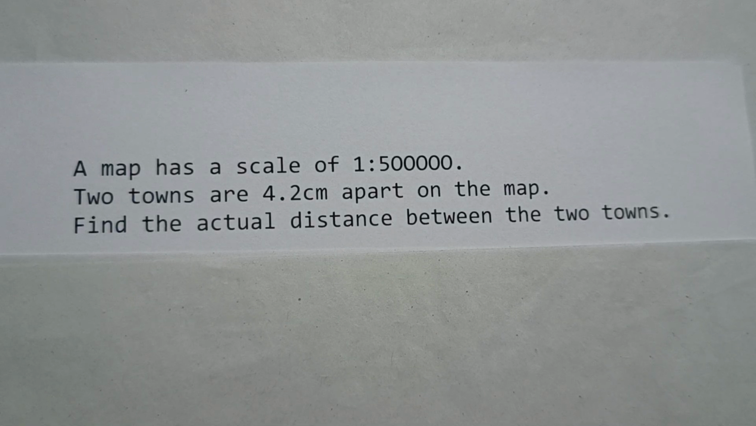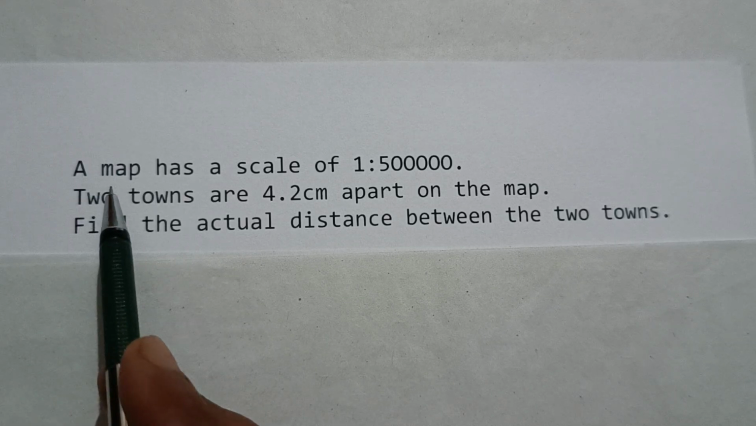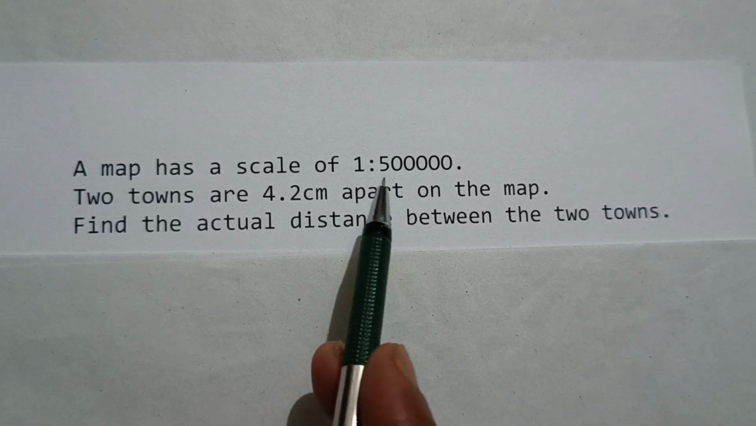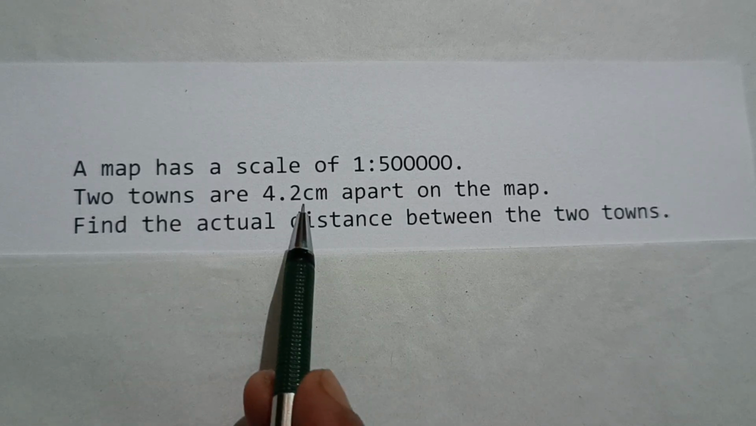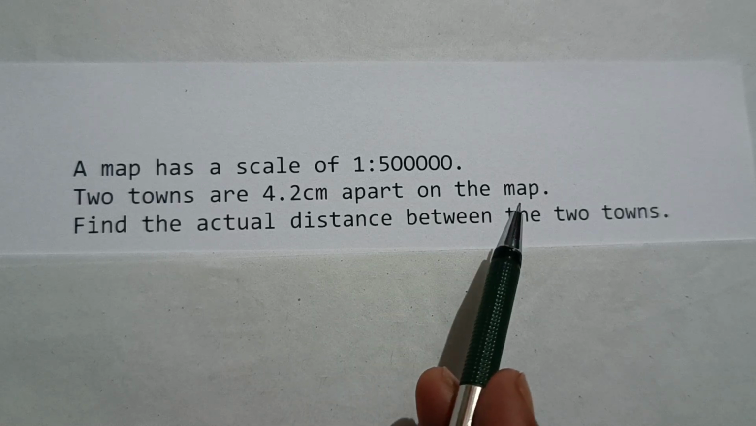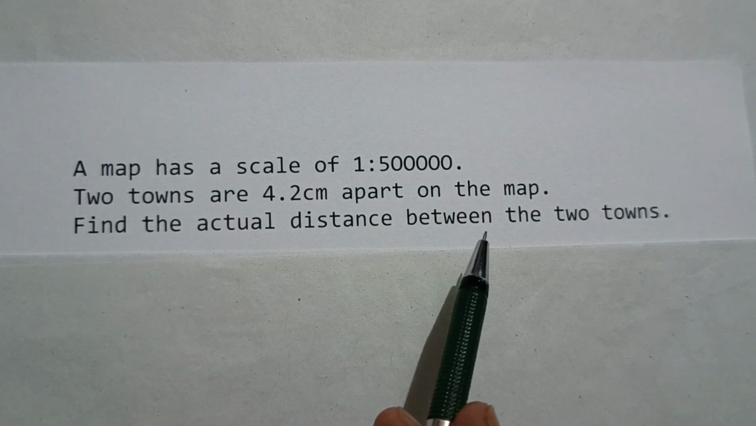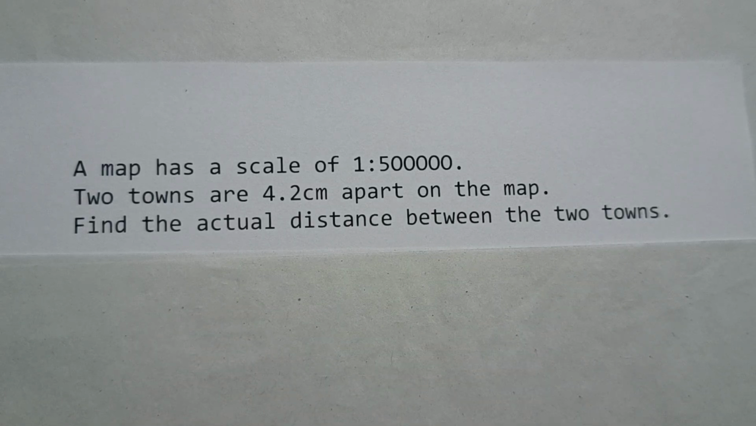Welcome. In this video, I am going to solve this given question. So first, let us read this given question. A map has a scale of 1:5 lakh. Two towns are 4.2 centimeter apart on the map. Find the actual distance between the two towns.